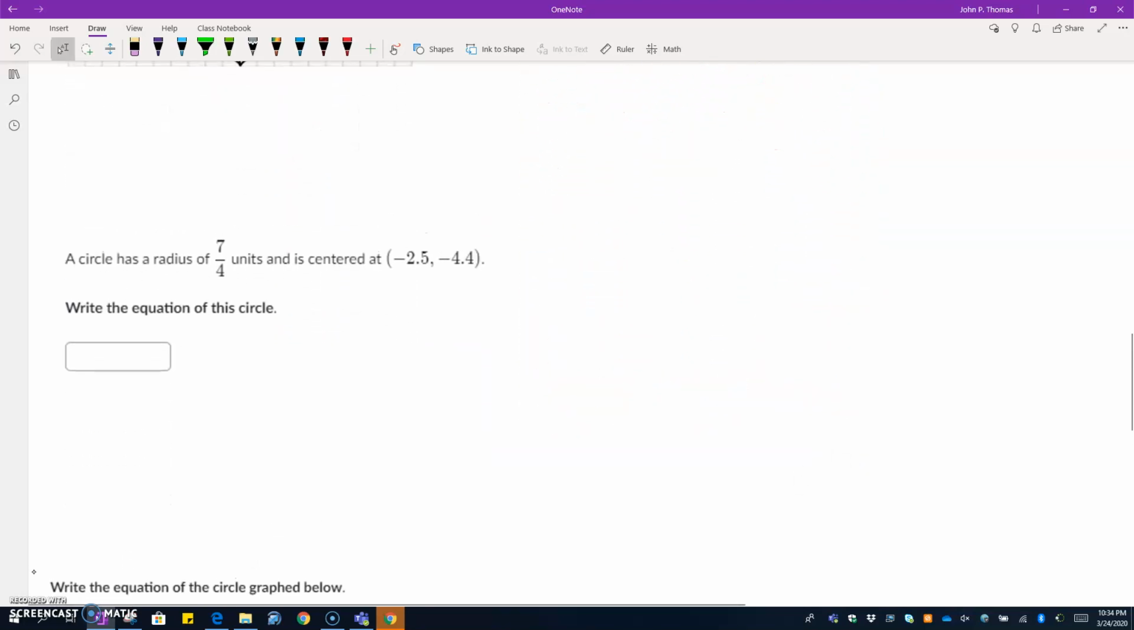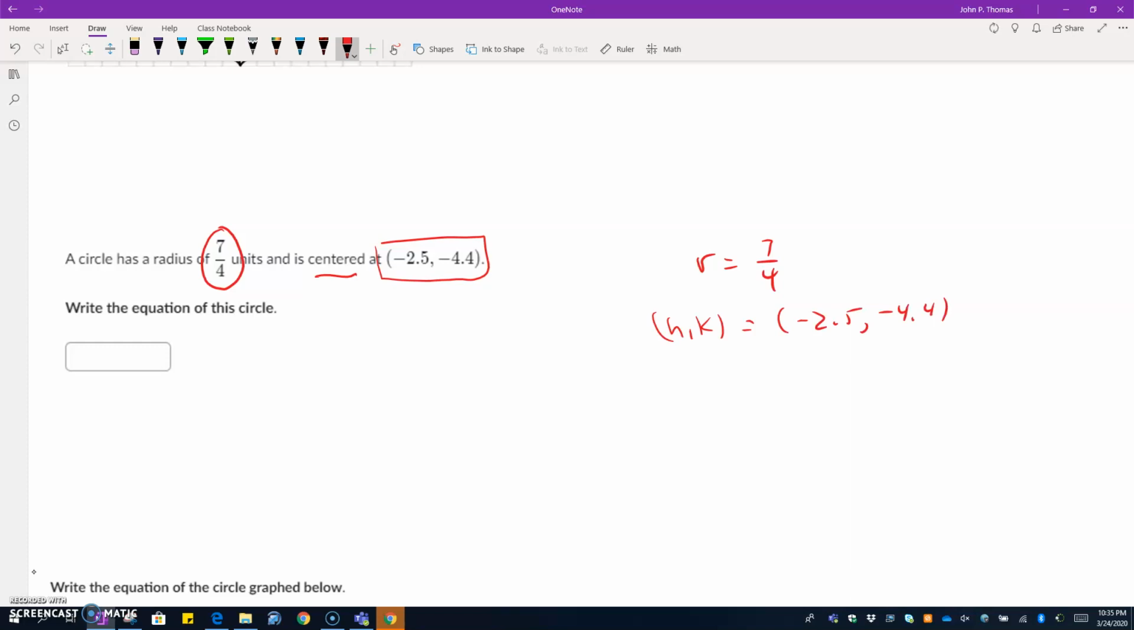Now this one did not have a graph with it, but it did give you the information. What it told you is that the radius r is 7/4. And they told you the center is going to be this point here. So our h comma k is negative 2.5 comma negative 4.4.